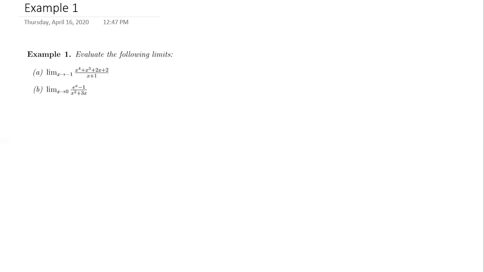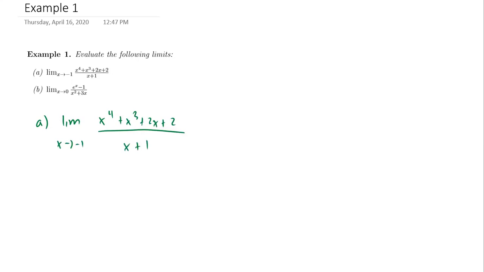So evaluate the following limits. Okay, so we start with a. We have the limit as x approaches -1 of x to the fourth plus x cubed plus 2x plus 2 divided by x plus 1.